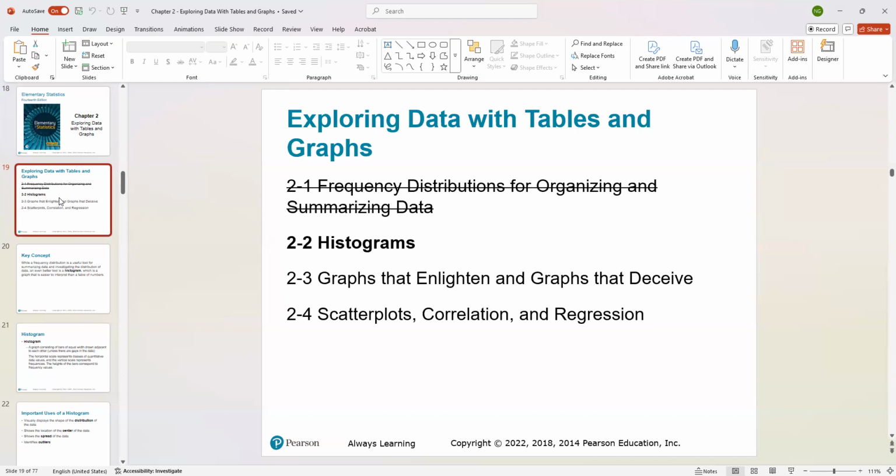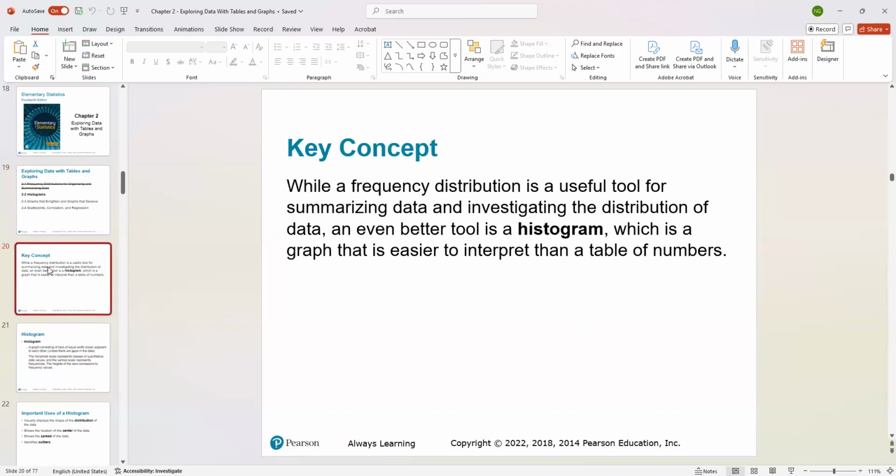The histogram is just a graph. It's a bar graph where the bars are attached to one another. And hopefully, by the end of this chapter, you would construct a lot of frequency distributions.